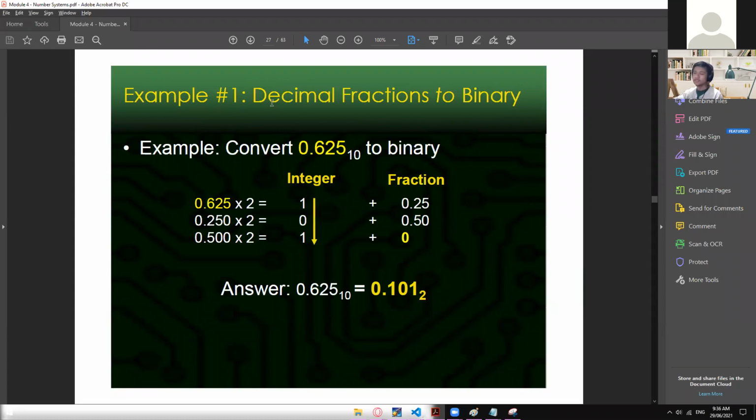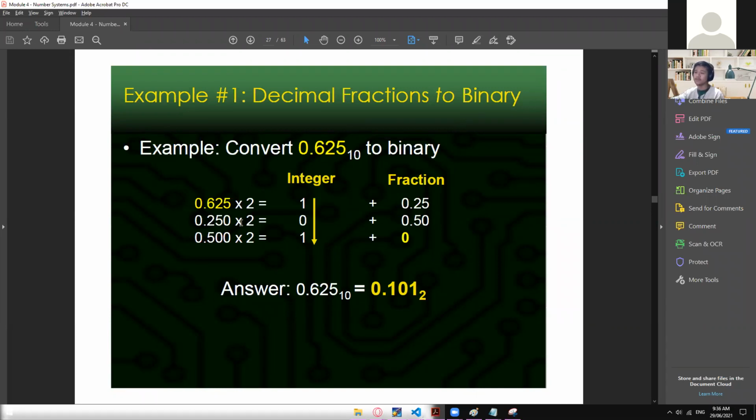Convert 0.625 base 10 to binary. Our multiplier now is 2. So 0.625 times 2 is 1.25. Just separate them literally: 1 here as the integer and 0.25 here as the fraction. The one you need to carry forward is the fraction part, not the integer.